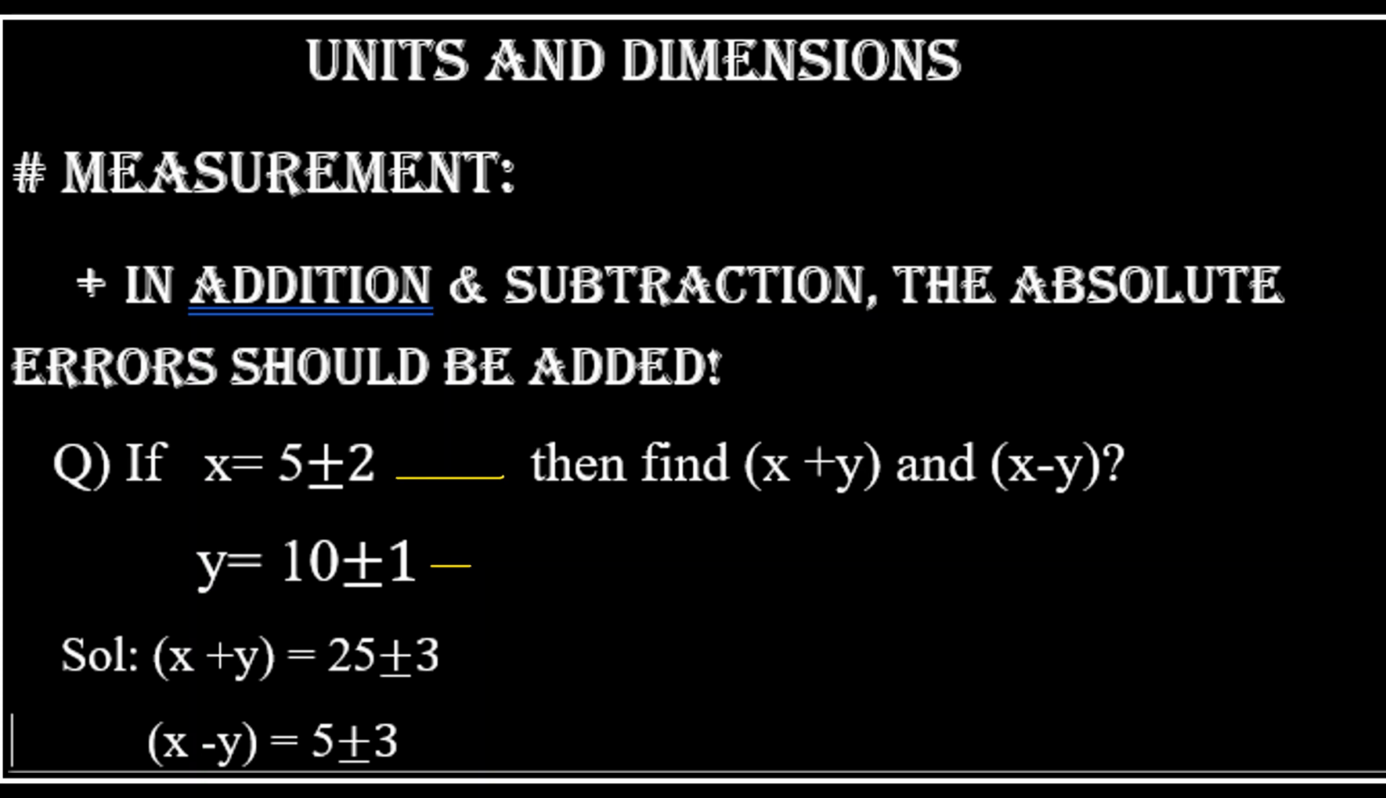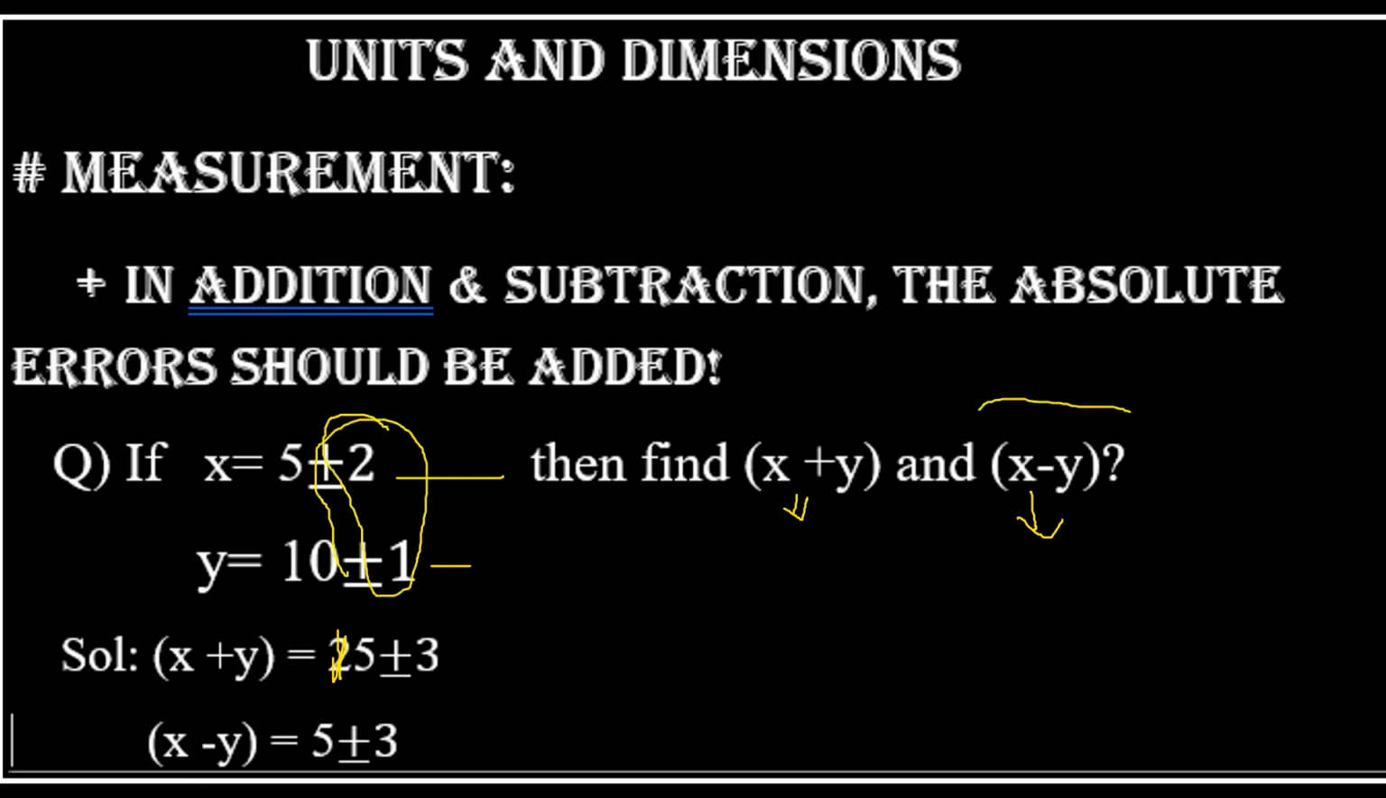For solving x plus y, simply add the terms that are given. Means 5 plus 10, that's 15. Sorry, it's a mistake. 15 plus or minus 3. Simply add the terms on both sides. On finding x minus y, simply subtract the smaller term from the bigger term and add the errors. This is the most important part.